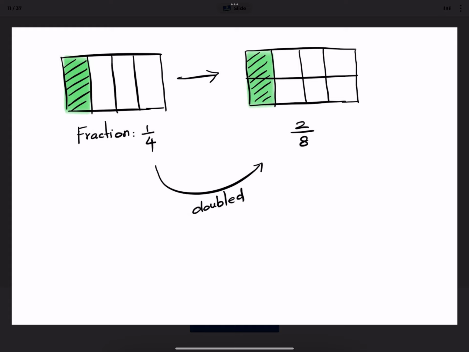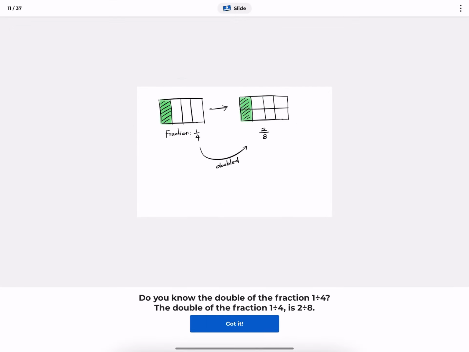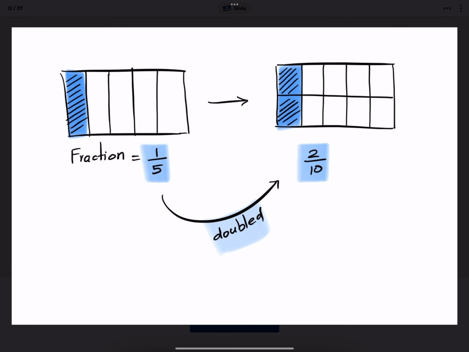Do you know the double of the fraction 1 divided by 4? The double of the fraction 1 divided by 4 is 2 divided by 8. What is the equivalent fraction of 1 divided by 5? The equivalent fraction of 1 divided by 5 is 2 divided by 10. 1 divided by 5 is doubled to 2 divided by 10.